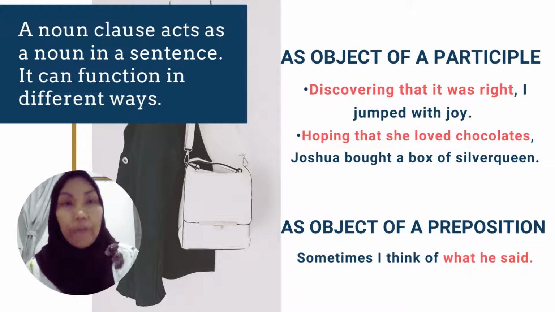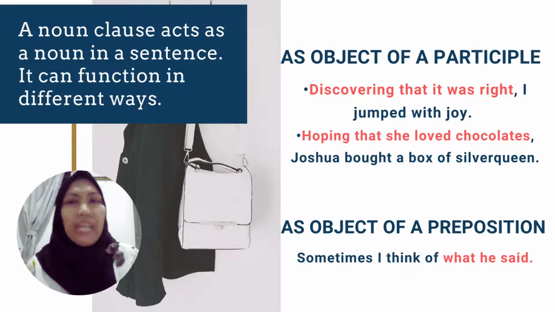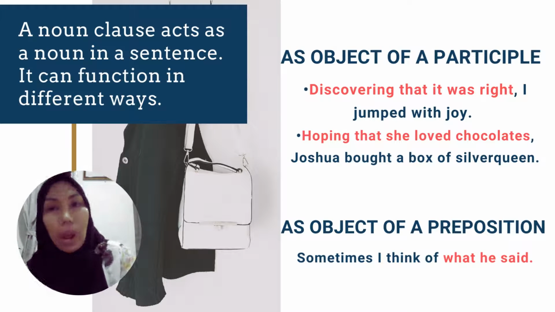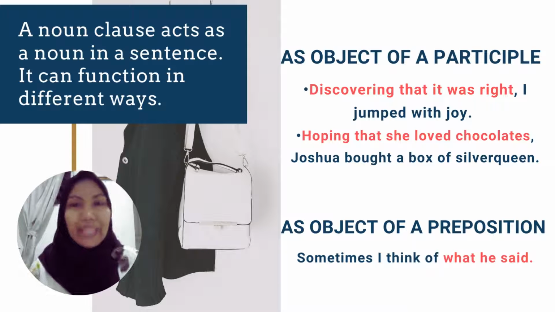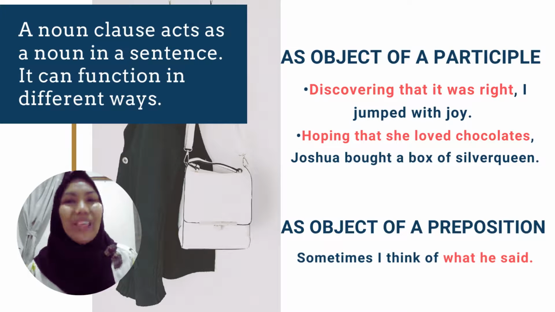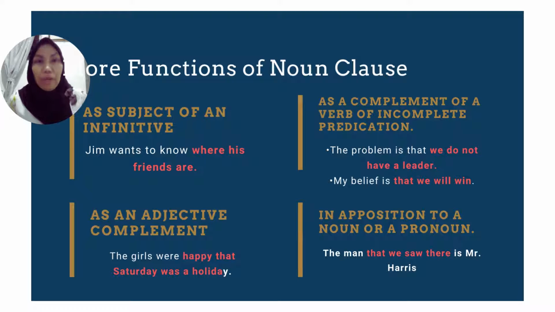The next function of the noun clause is as object of a participle. For example, discovering that it was right, I jumped with joy. And then it also functions as object of a preposition. For example, in the sentence, sometimes I think of what he said. Another function of noun clause is as subject of infinitive. For example, in the sentence, Jim wants to know where his friends are.